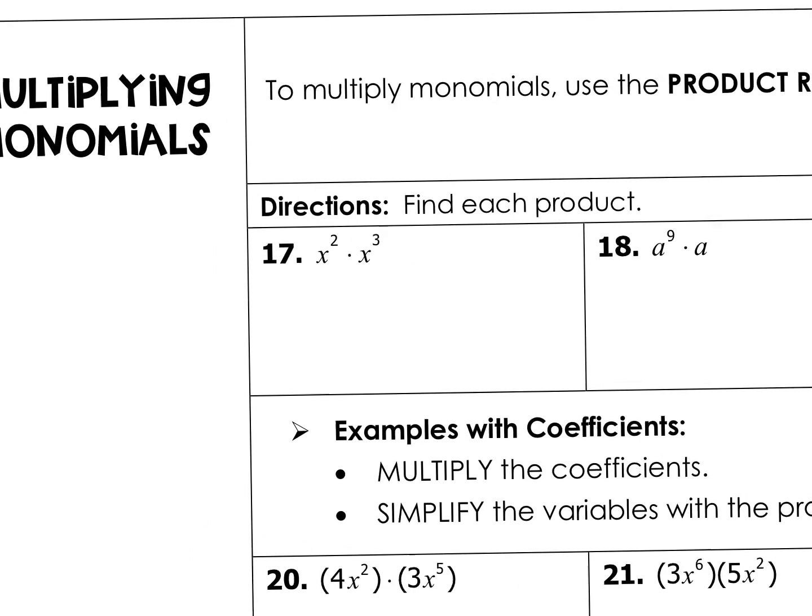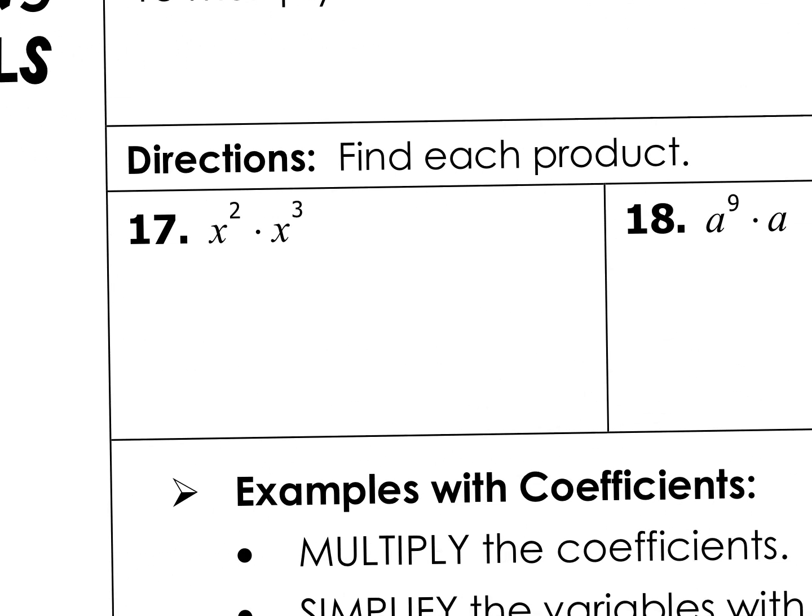All right, for each product, we're going to multiply these exponents. So these x's are the same, so we have x, 2 plus 3 will be 5. So x to the 5th. More likely, if you see multiply, you may multiply the exponents, but that's not how you do it. You add the exponents up.